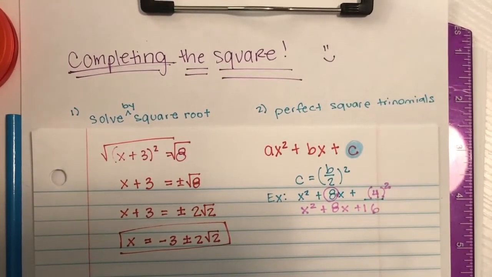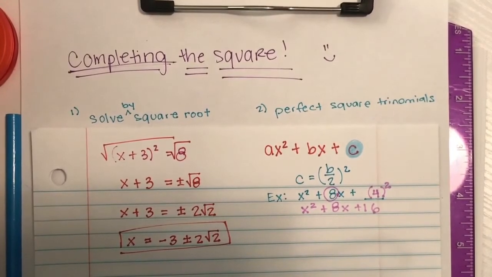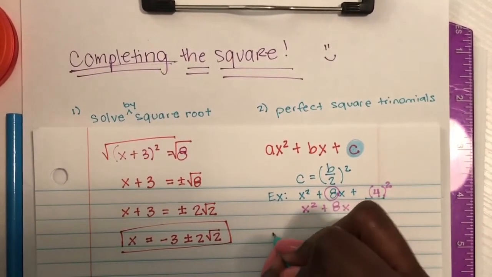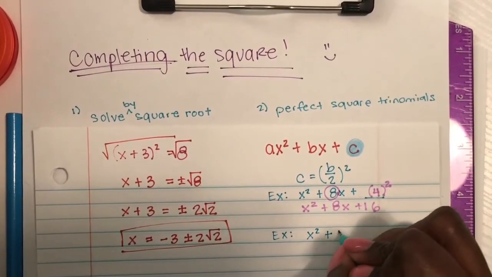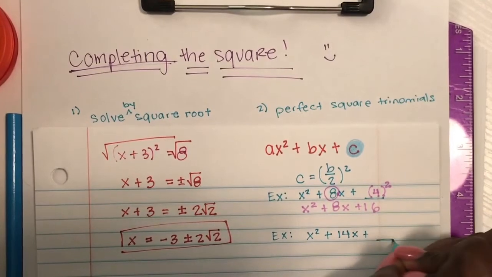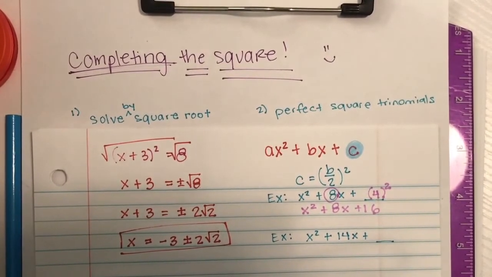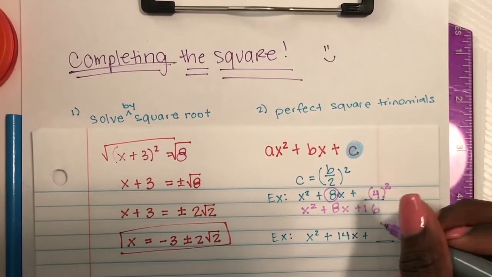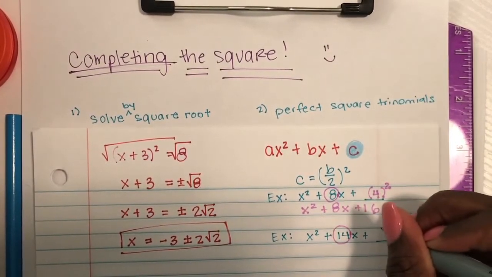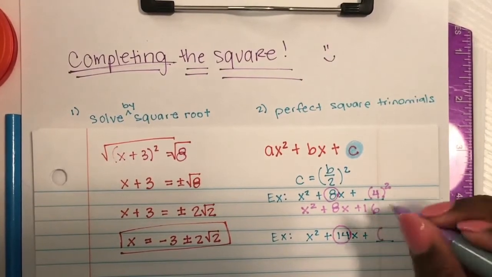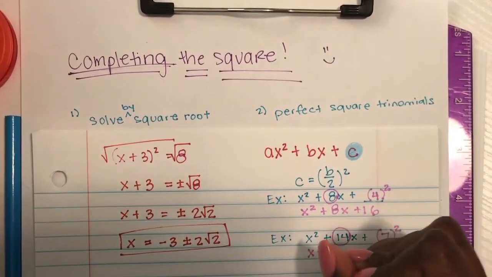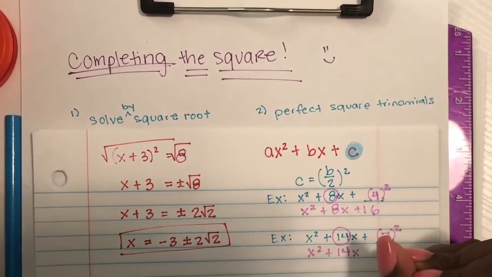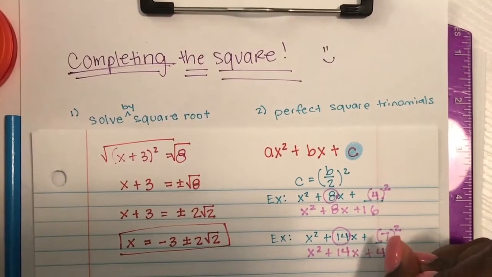So let me give you another example of a perfect square trinomial. Let's see, x squared plus 14x plus blank. Let's try and complete that perfect square trinomial again. So once again, with your perfect square trinomials, you want to do half of b and square it. So half of 14 is 7, and 7 squared gives us 49. So this will be x squared plus 14x plus 49.